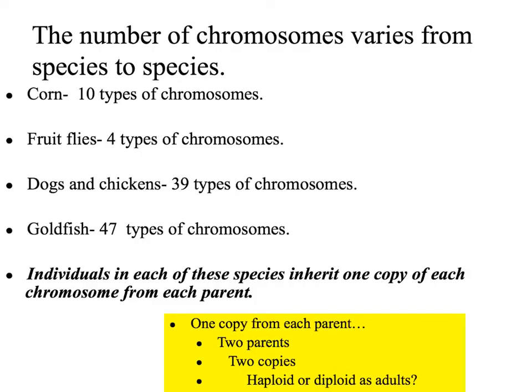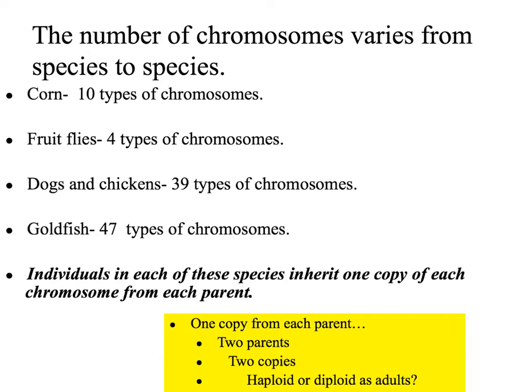For example, corn has 10 types of chromosomes, fruit flies only have 4 types of chromosomes, dogs and chickens each have 39 types of chromosomes, goldfish have 47 types, humans have 23 types of chromosomes.